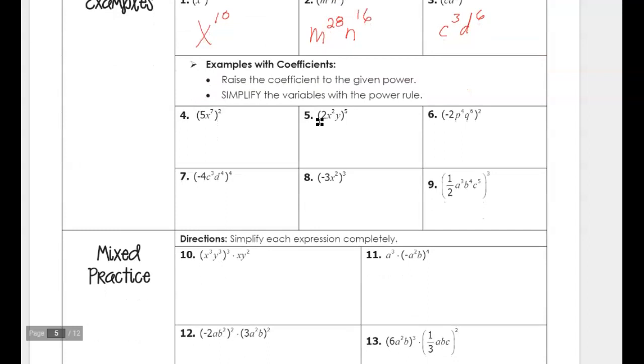Okay, now when we're going here, we're now going to do the same thing. We're going to apply it to both. So we have 5 squared is 25. And 7 times 2 is x to the 14th. And now this is where you might need a calculator because you need to know what 2 to the 5th is. 2 to the 5th is 32.